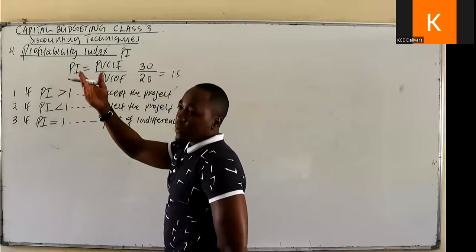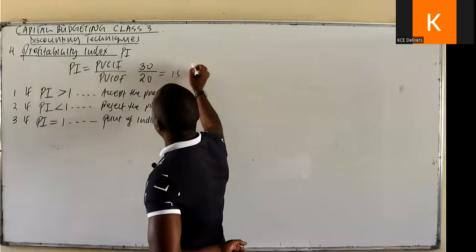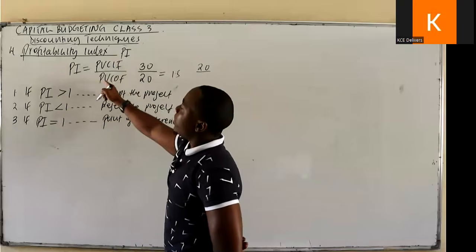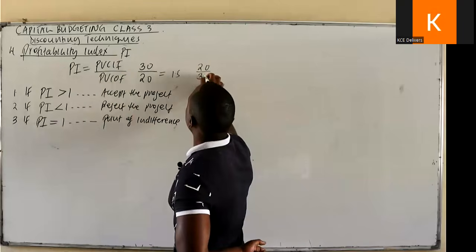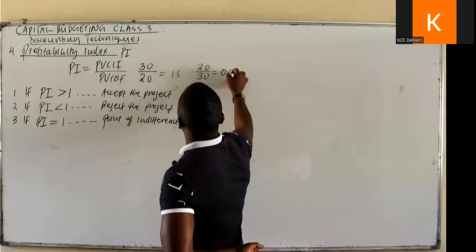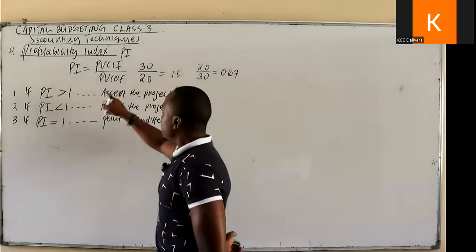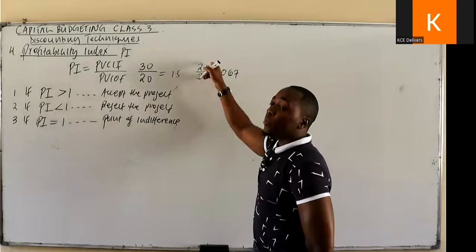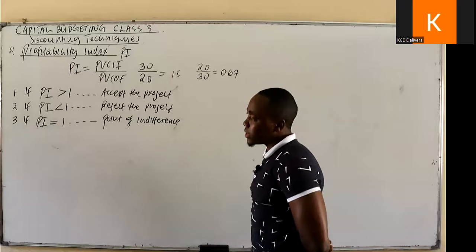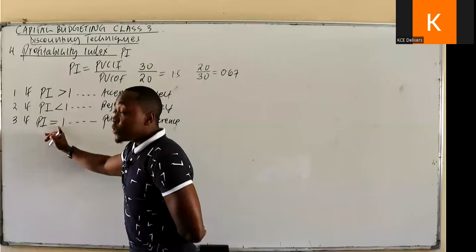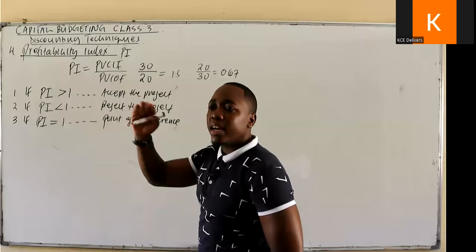What if it's the other way around? The present value of cash inflow is 20 and the present value of cash outflow is 30. 2 over 3, you get 0.67. That means the profitability index is less than 1, so the outflows were more than the inflow. Automatically reject the project. If the PI is 1, that means inflow and outflow are the same.